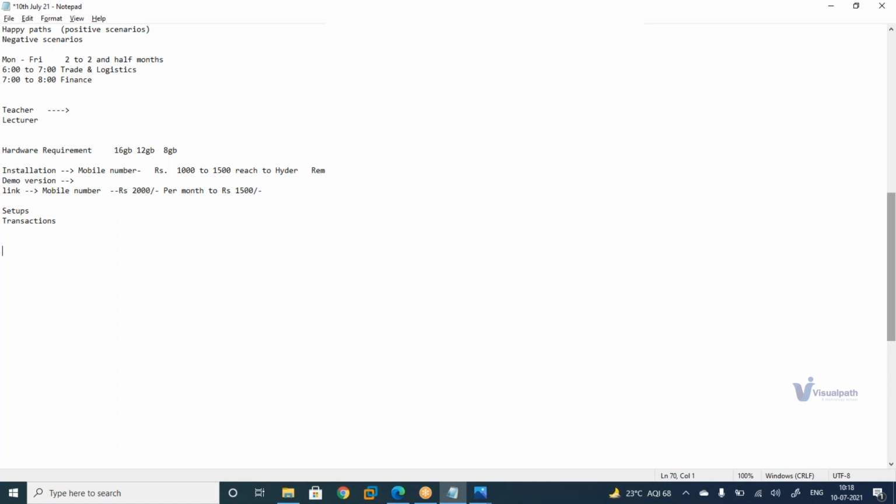For batch number, where we need to create it and how to use it in the transaction. Serial number, how it will be. Owner is a new dimension, only available in D365. In 2012 it is not available. That owner, how it will be applicable in the system.